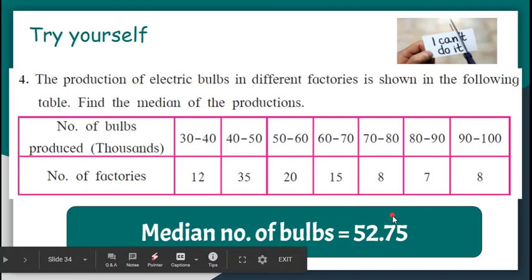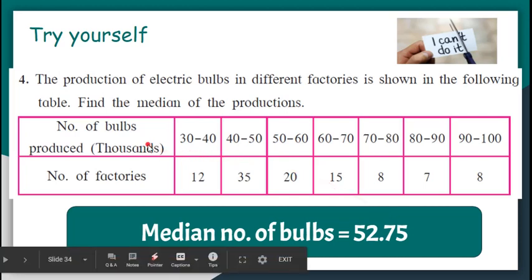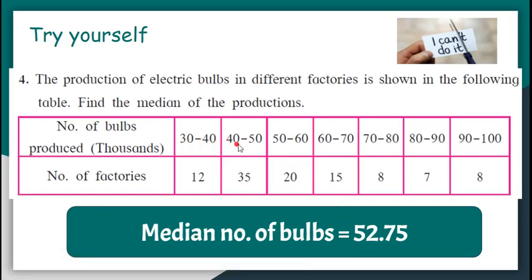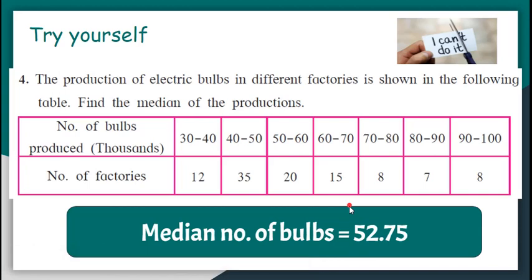But when you do the final calculation, the median number of bulbs over here is 52.75 thousand. Okay, so please make sure that you are writing the word thousand over here because this is just a number. ऐसा नहीं हो सकता ना कि बल्ब 52.75 है, क्योंकि हर फैक्ट्री में 30,000, 40,000 ऐसे बल्ब्स प्रोड्यूस हो रहे हैं. So this will give you 52.75 thousand. Okay, just make sure you write the word thousand over there.